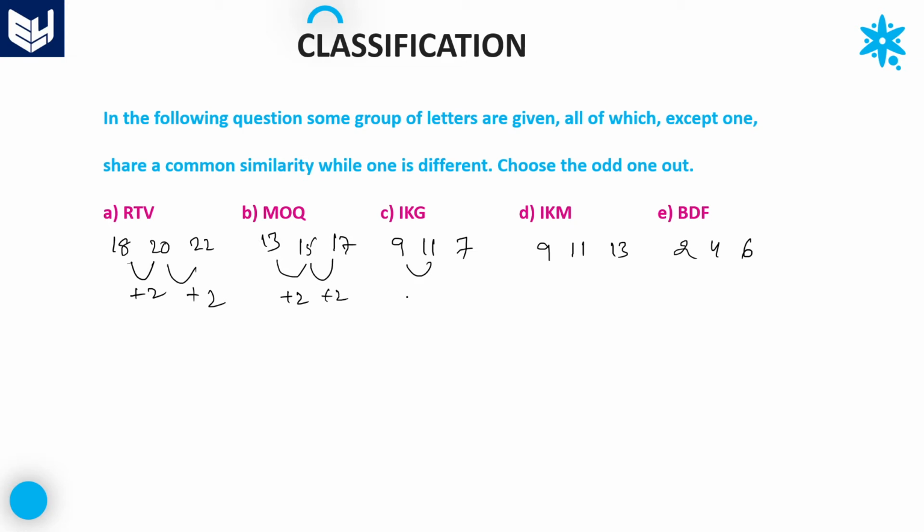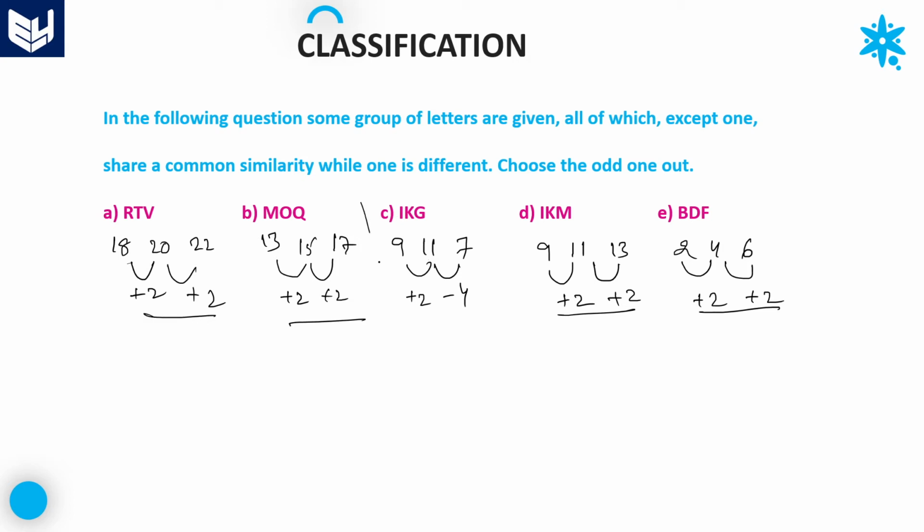Now if you observe carefully, 9 plus 2 is 11, but from here to here it is minus 4. Whereas in the remaining options, here also plus 2, 11 plus 2 is 13. Same in the fifth option: 2 plus 2 is 4, again 4 plus 2 is 6. If you observe carefully, for option A, option B, option D, option E, plus 2 is the logic.